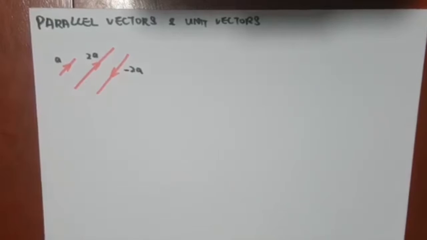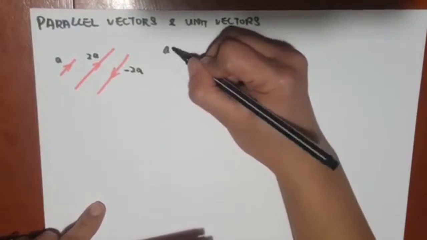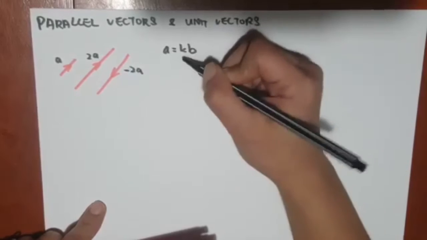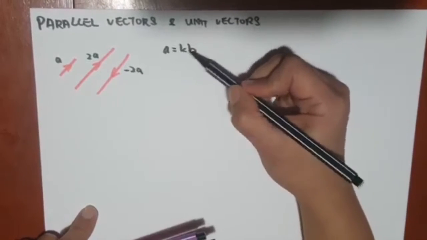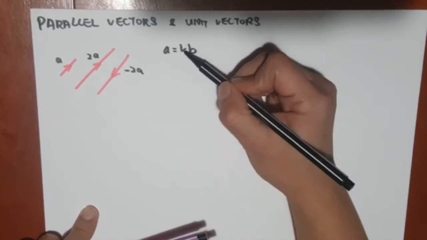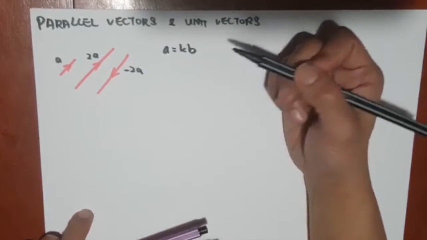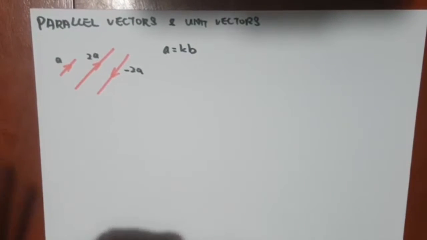The idea of parallel is related to this equation A equals KB, where K is the constant. It means that if 2 of the vectors are parallel, they are related to each other. It's just that maybe the number in front is different. It could be a number, it could be negative, it could be a fraction.